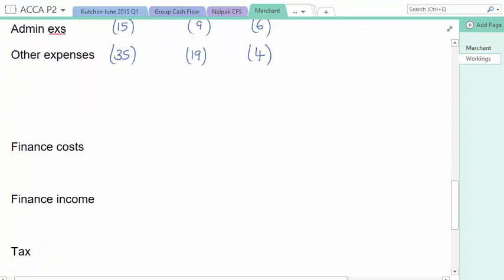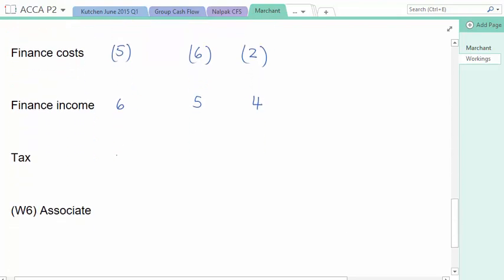Finance costs, 5, 6, and 2. Finance income, 6, 5, and 4. Income tax expense, 19, 9, and 2.5. And I'm going to work in this question to 1 decimal place.